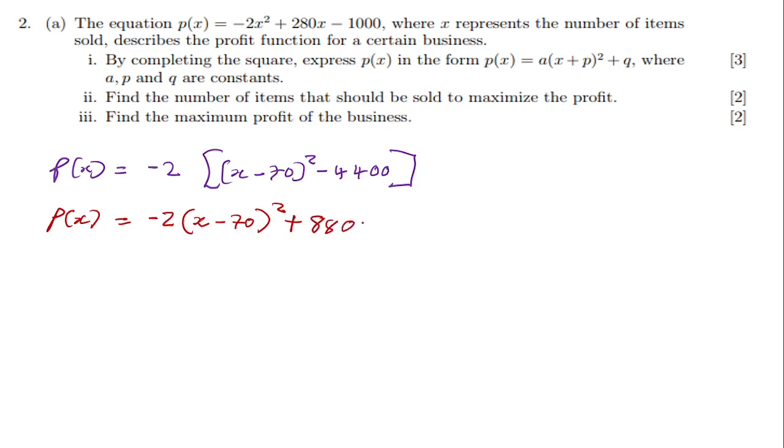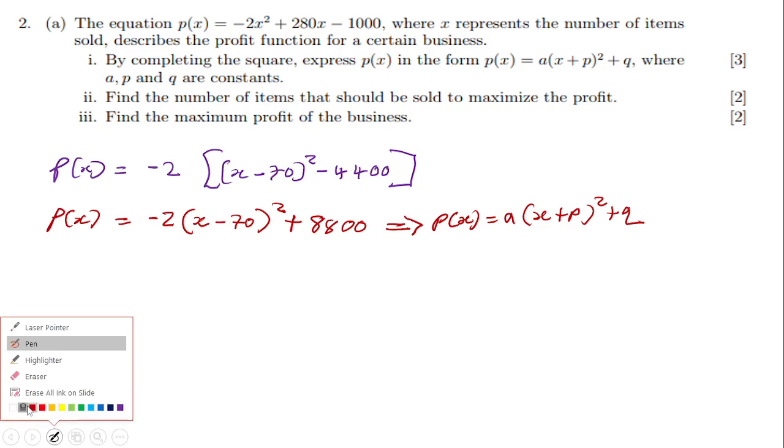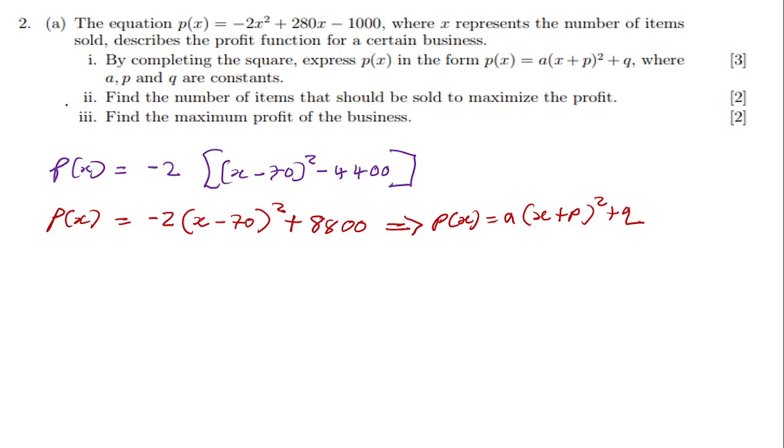880. Then this has been expressed in that form, which is P(x) is equal to a open bracket x plus p squared plus q. Then you are done with the complete the square method. Then the next thing that you have to do is to work out number 2.